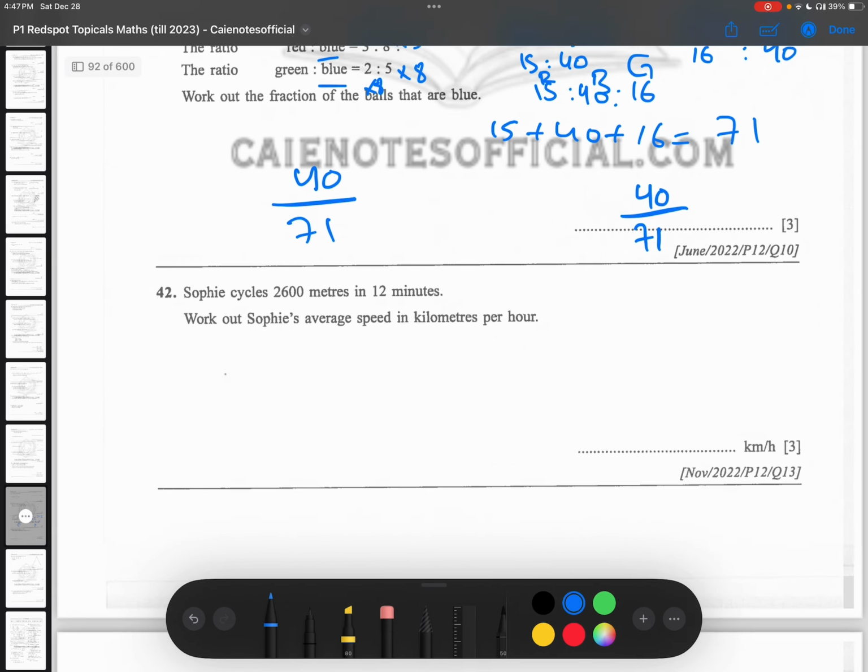Now let's move to question number 42. Sophie cycles 2600 meters in 12 minutes. Work out Sophie's average speed in kilometers per hour. So to calculate average speed, the formula is distance divided by time. So we will divide 2600 meters by 12 minutes.